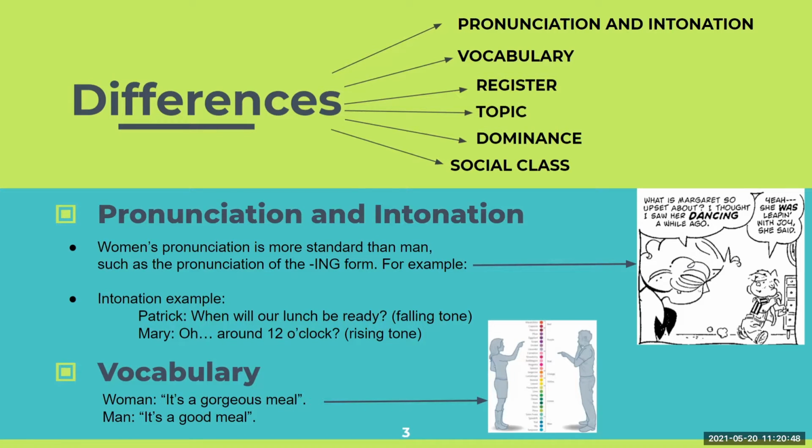There are differences in pronunciation and intonation, in vocabulary, in register, topic, dominance, and social class. The first difference is about pronunciation and intonation. Phonological differences between the speech of men and women have been noted in a variety of languages. Women speak more standard than men, such as the pronunciation of the -ing form. Here we have an example of that.